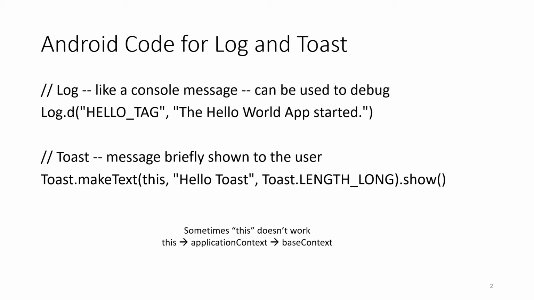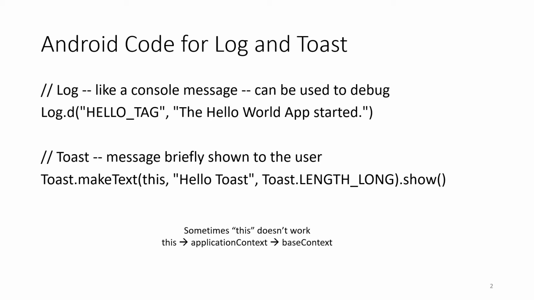The third argument is a duration for which the toast will appear. And there are two sort of standard built-in toast constants, a length underscore long and a length underscore short. And then the last is a dot show. You can't just make the text. If you don't show it, the user's not going to see anything.